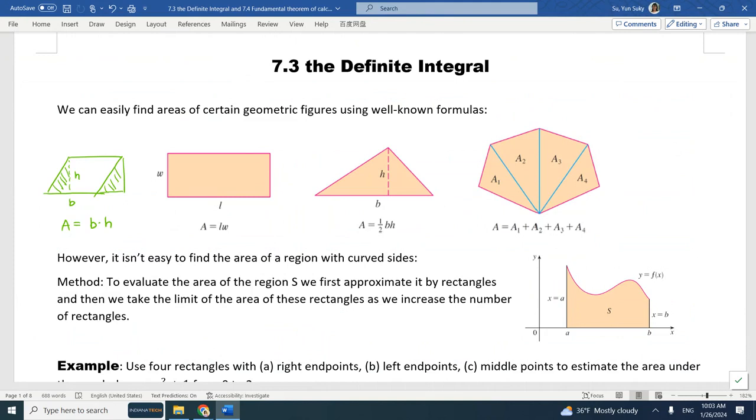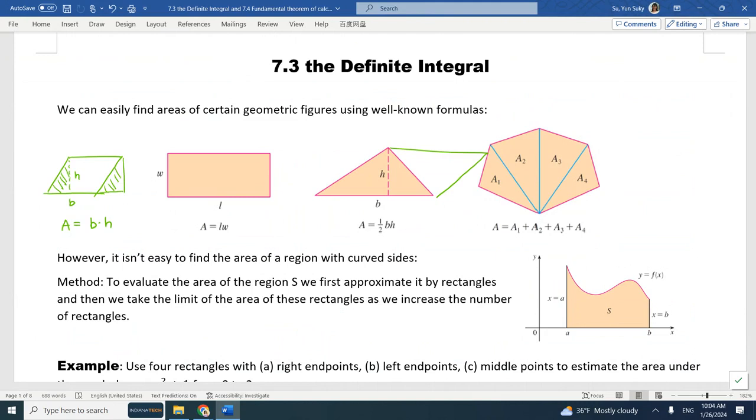And then the triangle. You get another copy of the triangle, flip it upside down and paste it. You get a parallelogram. So a triangle is half of a parallelogram. That is 1/2 base times height. And for a polygon, once you know how to calculate the area of a triangle, you just cut it into a lot of different triangles, compute the area of each, and then add them up. So this is how we find the area of geometry figures.